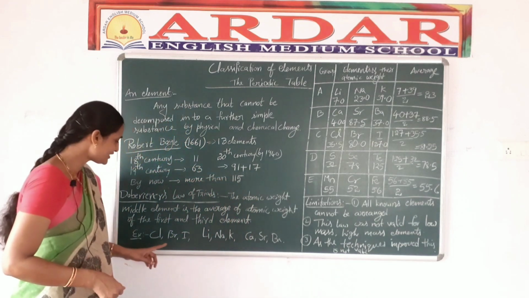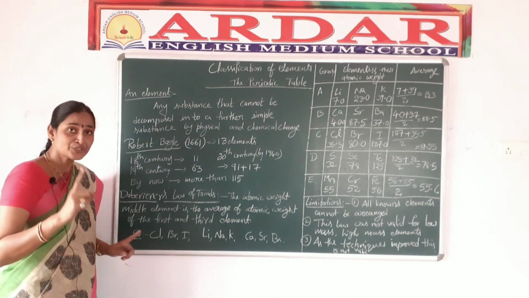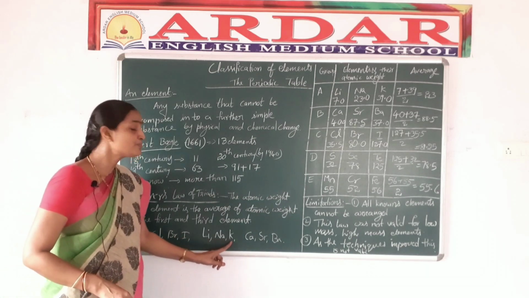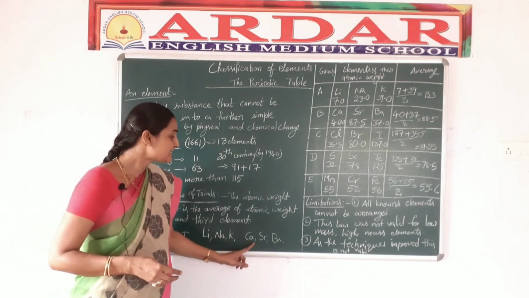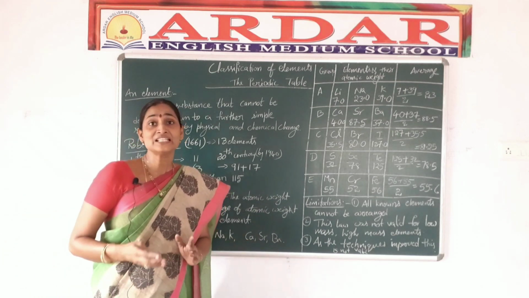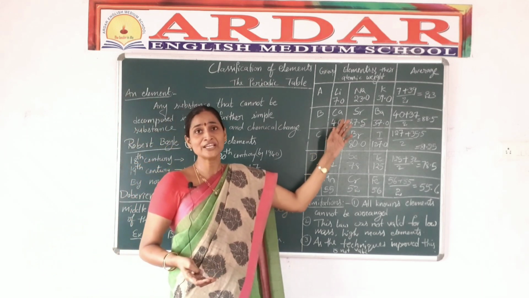Here some examples are there. Chlorine, bromine, iodine: these three belong to one triad. Lithium, sodium, potassium: these three elements belong to one triad. Calcium, strontium and barium: these three also belong to one more triad. Okay, have a look here.